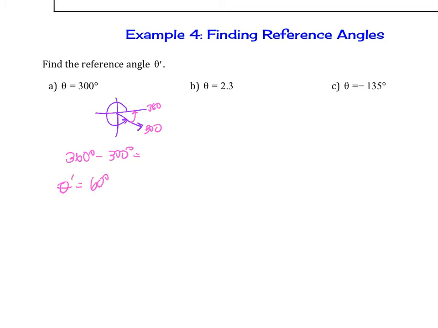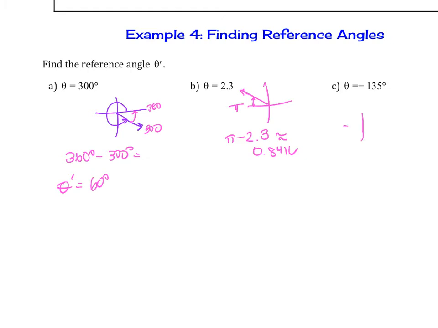That's our reference angle. For 2.3, well, you have to know that this is pi, which is 3.14. So you know that 2.3 is somewhere over here. And so what you're going to do is take pi minus 2.3. And then if you do that in the calculator, you would get 0.8416. Okay, just as an FYI, like for the homework.